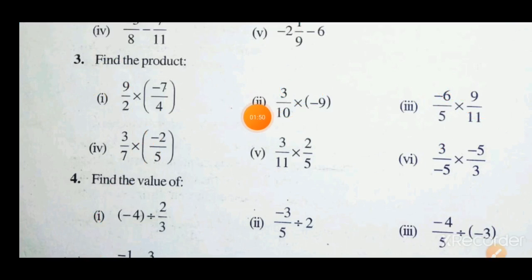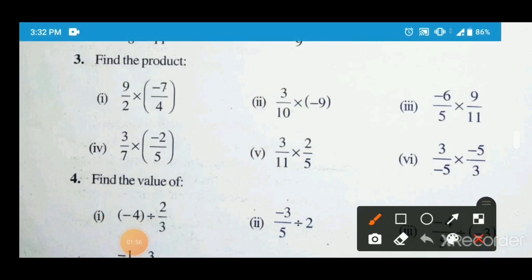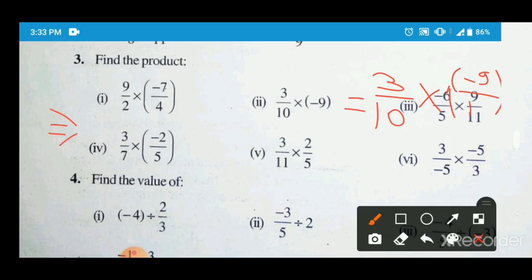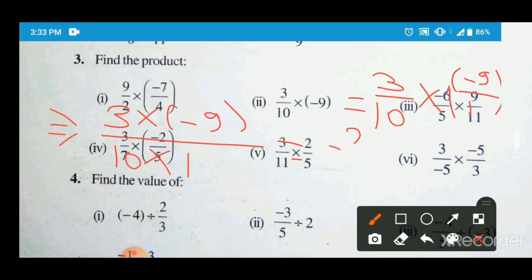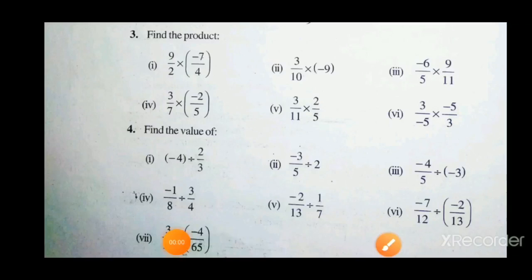Now the second part: 3 upon 10 multiplied by minus 9. In this case we can write it is equal to 3 upon 10 multiplied by minus 9 upon 1. So it shows 3 multiplied by minus 9 upon 10 multiplied by 1. This is equal to 9 3s are 27, minus 27 upon 10 1s are 10.